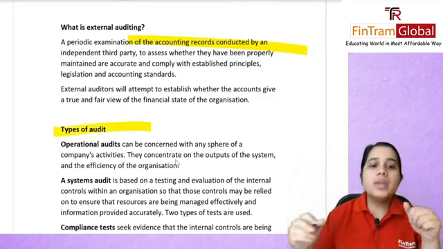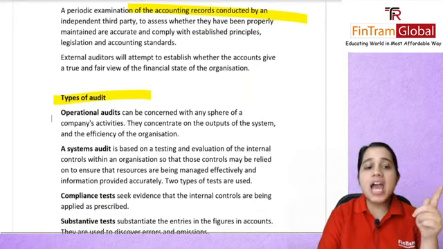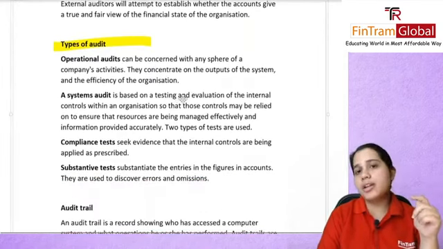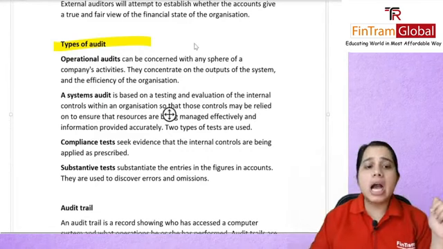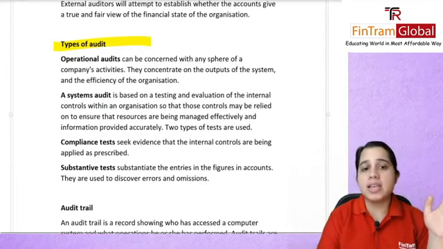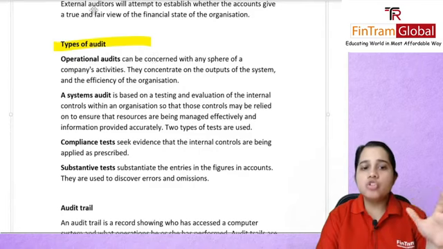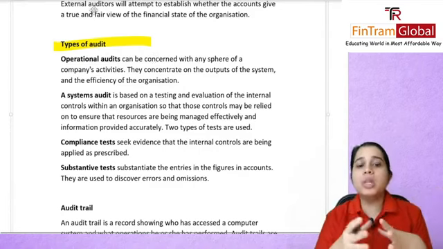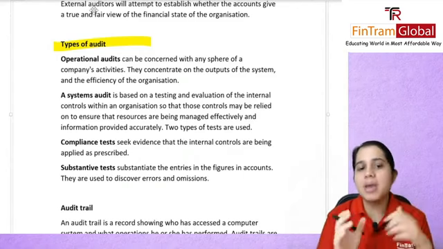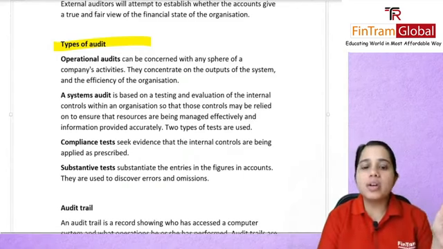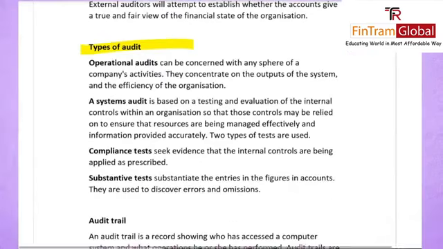So what are the various types of audit we have? We have our operational audit. Now these are concerned with any sphere of your company activities as such, and generally you will be doing this to concentrate on the outputs of your system and the efficiency of the organization as such.